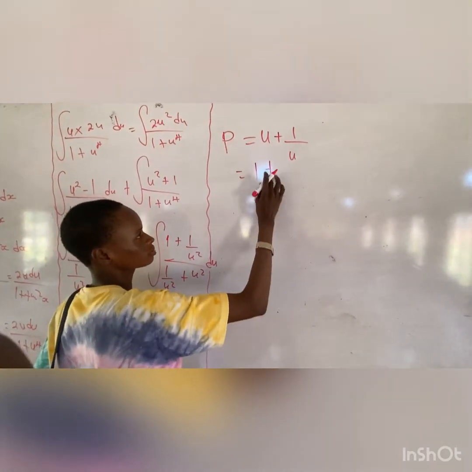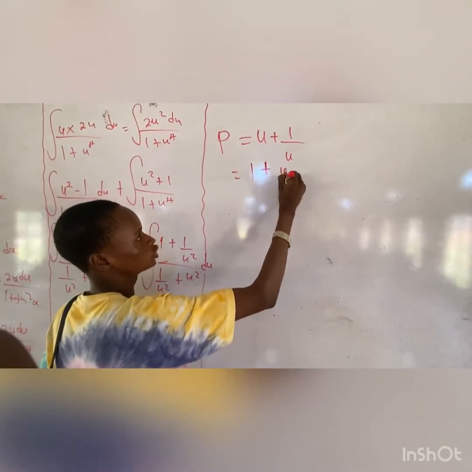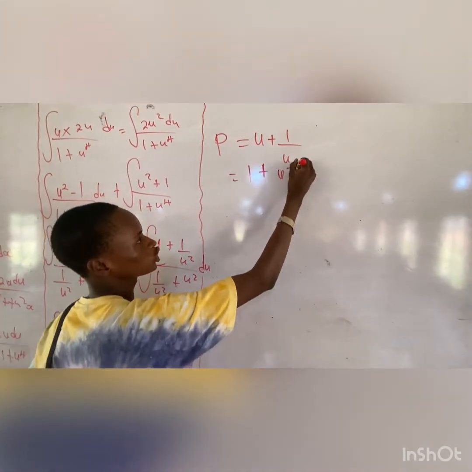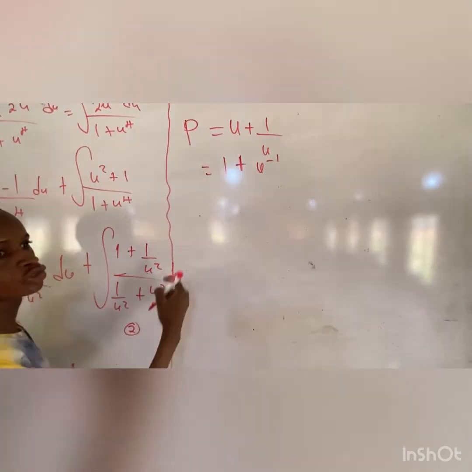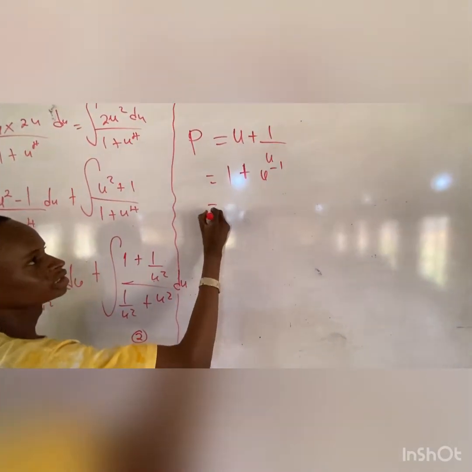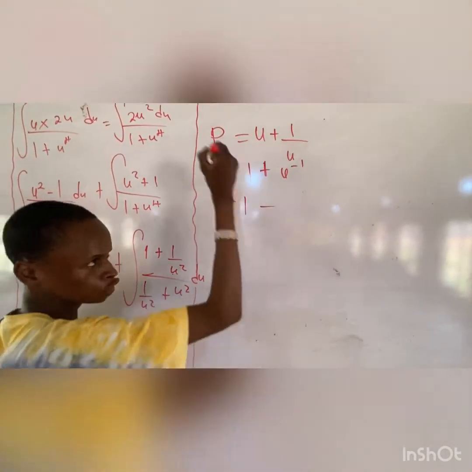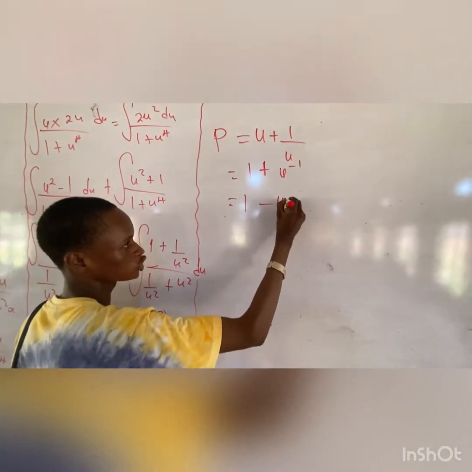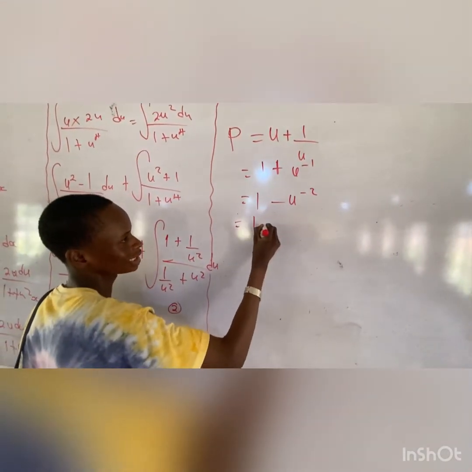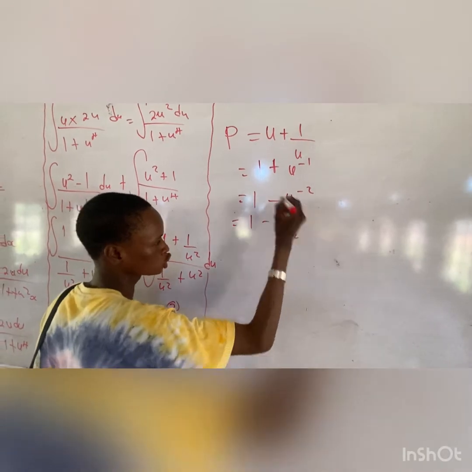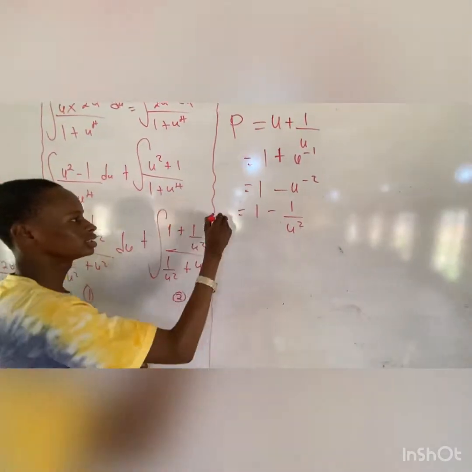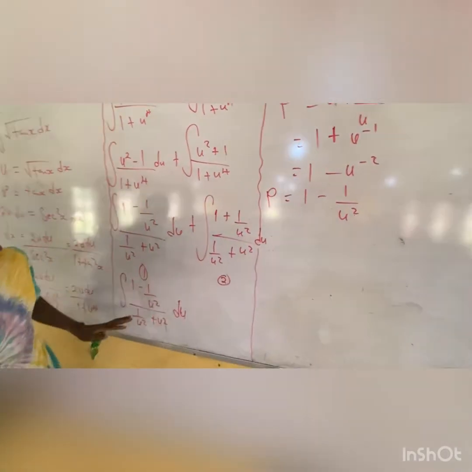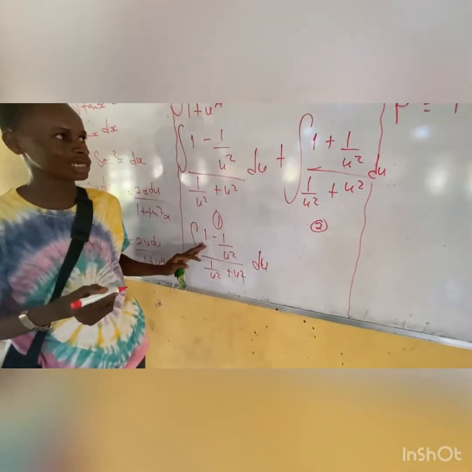This is u raised to power minus 1. You understand? Normally the u will go, that's raised to power minus 1. So when you bring this down, this will become 1 minus u raised to power minus 2, which is still the same thing as 1 minus 1 over u squared. You understand? So you can see our P is now becoming this. So that is our P.